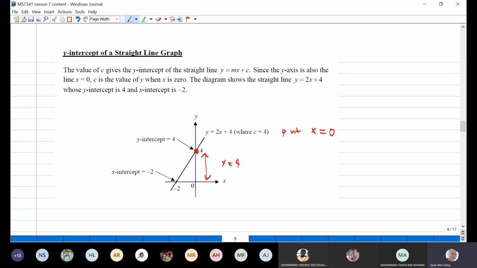And then there's also another one called the x-intercept. How to find the x-intercept? For the x-intercept, you put y equal to 0 now. Okay, so this is actually to find this number, the x-intercept here. This number is -2, right? How do you get -2? Just now this one is 4, right? How do you get x equal to -2? So all you do is put y equal to 0.